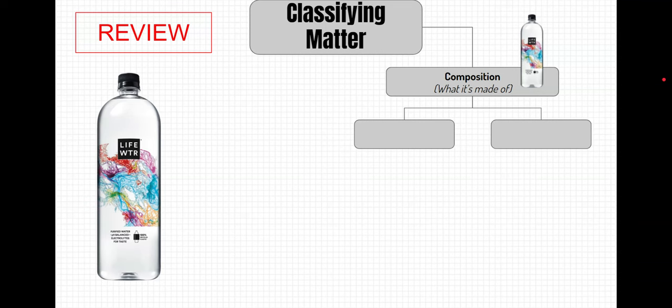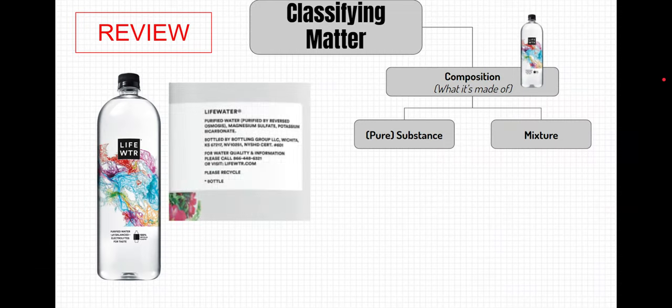Well, before we talk about that, let's review what we talked about the first time we were learning about classifying matter. Here is a bottle of water. If we wanted to classify this piece of matter based on its composition, we would first need to decide whether it's a pure substance or a mixture. At first glance, it might seem like it's a pure substance because it has water in it, and that might seem to be all there is. But if we actually look at the label, we see that there's more in this water than just water. This is mineral water, so we get different minerals such as magnesium sulfate and potassium bicarbonate. So this is a mixture.